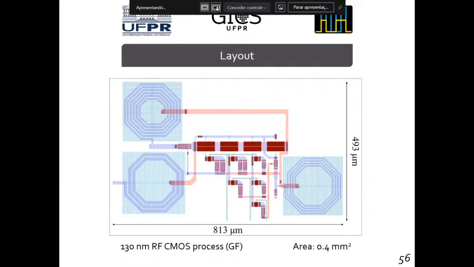Regarding the layout, the circuit measures 0.4 square millimeters without pads. It was laid out with the 130 nanometer RF CMOS process from GF. Unfortunately, as our funding for chip fabrication and measurement was ceased, we could not proceed with the manufacturing preparation steps. Nevertheless, we decided to lay out the circuit as clearly as possible, hoping that this work would allow other designers to test this architecture by themselves.